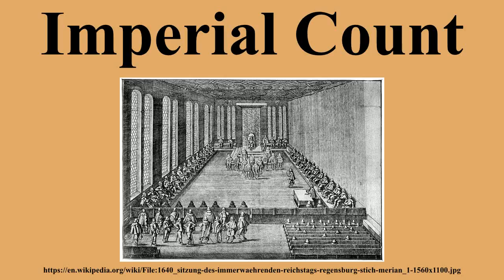The Lower Rhenish-Westphalian Association of Imperial Counts, with 33 members. The Wetterau Association of Imperial Counts, with 25 members. The Swabian Association of Imperial Counts, with 24 members. The Franconian Association of Imperial Counts, with 17 members.